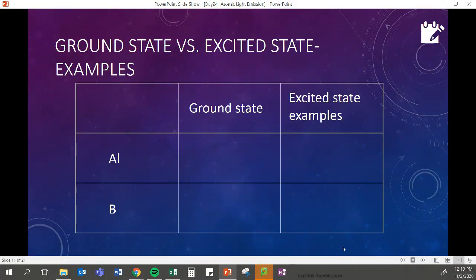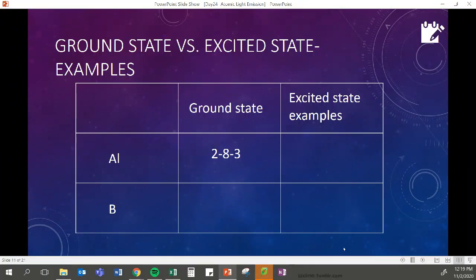Our ground state, this chart shows aluminum and boron, Al and B, as examples. Ground state is how our electrons normally are. For aluminum, we can look on our periodic table and see how many electrons it has. The first 2 electrons go on the first energy level, then 8, and then it will fill up the third. So we can write the electrons as 2, 8, 3 for aluminum, because aluminum is number 13 on our periodic table. This is not any new information. We just call it ground state because everything is occupying the lowest energy level possible.